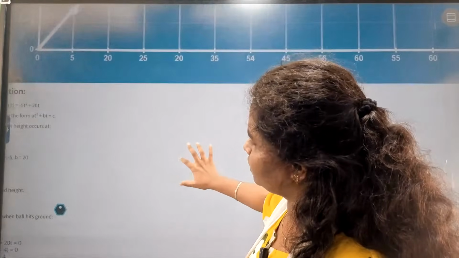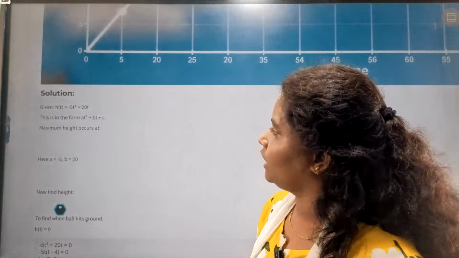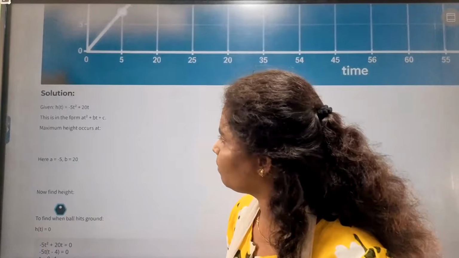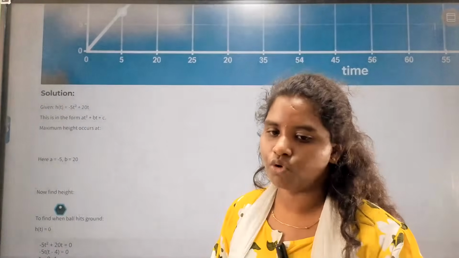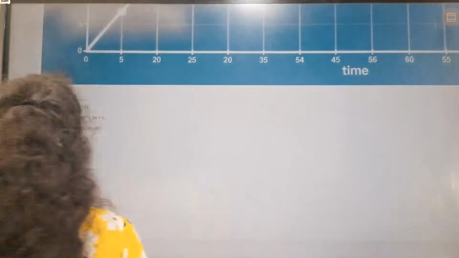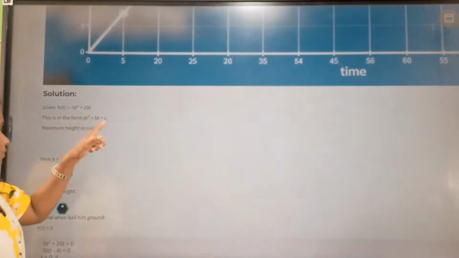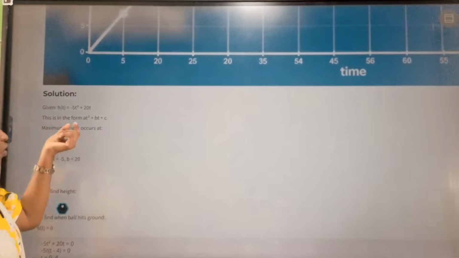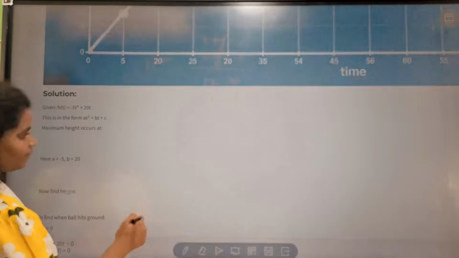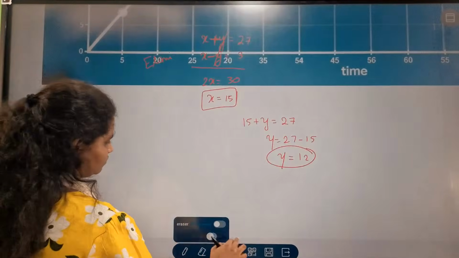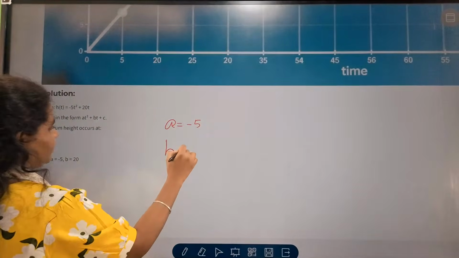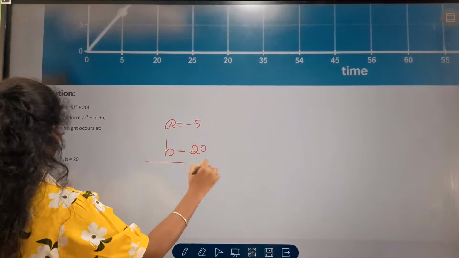So if I simplify, h of t is given as minus 5t square plus 20t. We just have to compare this with at square plus bt plus c. So a is the coefficient of t square. If I compare, a is equal to minus 5 and b is equal to 20.